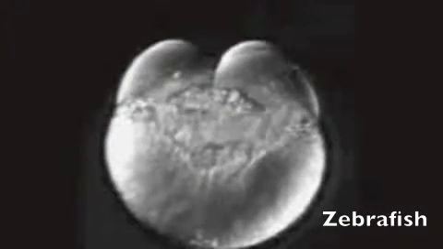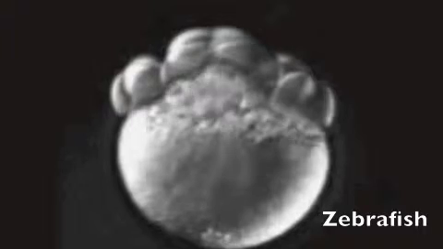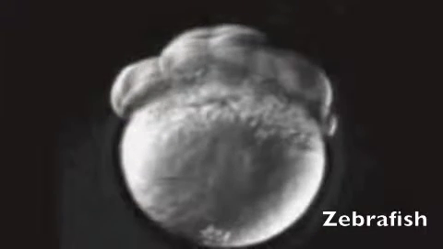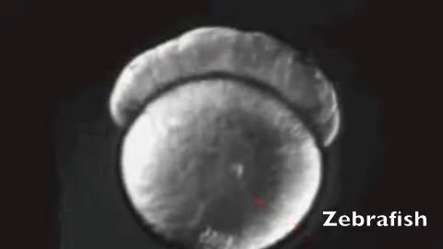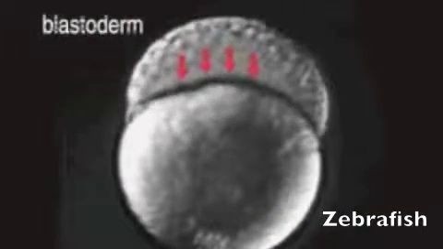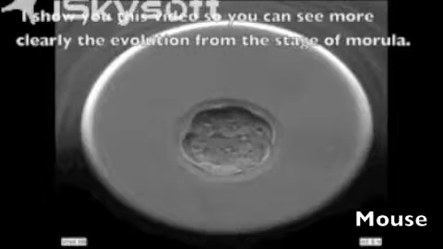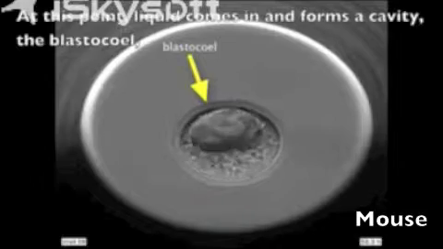In the zebrafish, these cells develop on top of the yolk. The initial cluster of cells is called the morula. The embryo now undergoes blastulation, which is seen by the development of the blastoderm. Blastulation happens when liquid comes in, forming a cavity called the blastocoel.